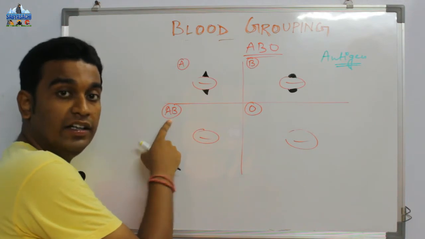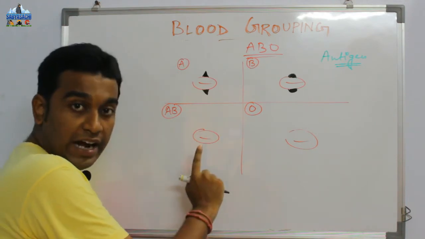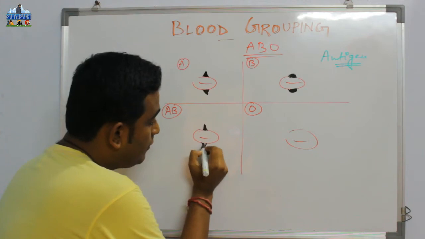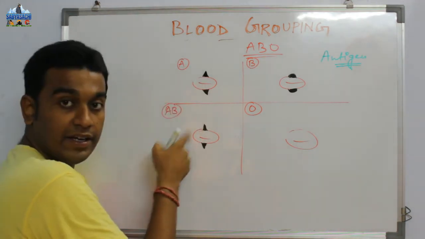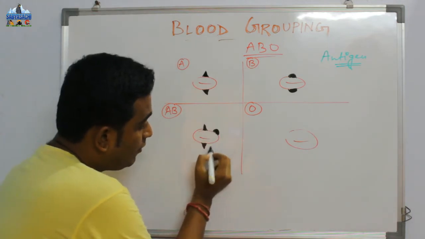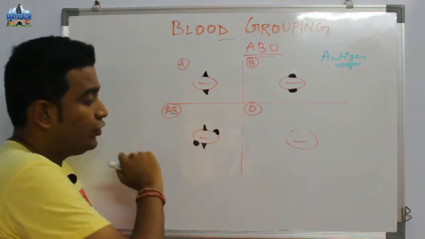AB, needless to say, will carry both the antigens. So let's make it. So this is your antigen A, and this is your antigen B.